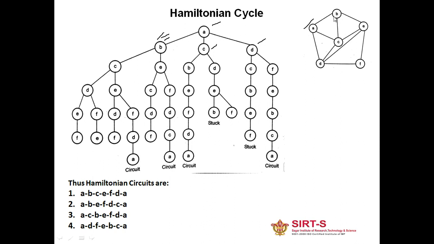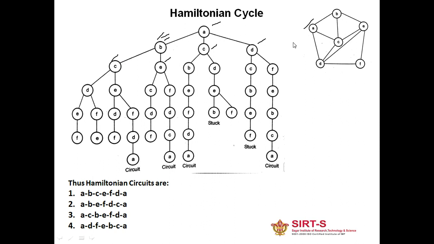So for this B we have C, A and E. A is already traversed, so we are going to take this C and E. Now let's take care of this C.